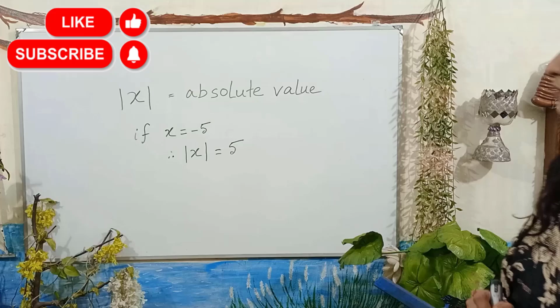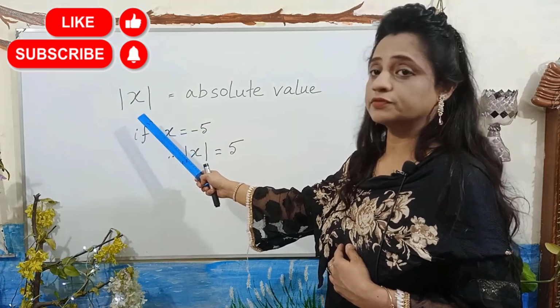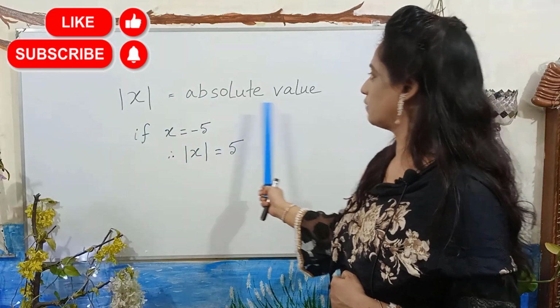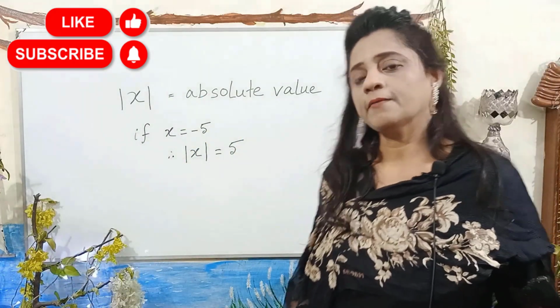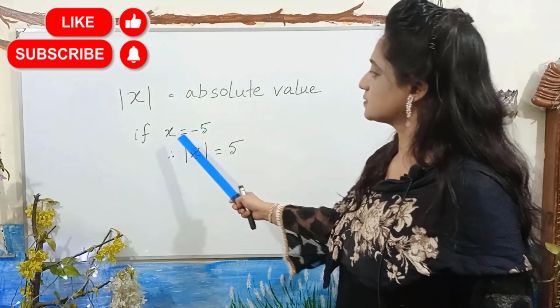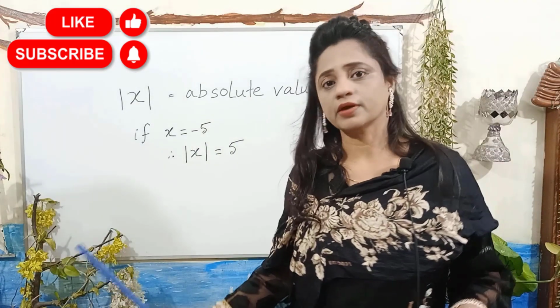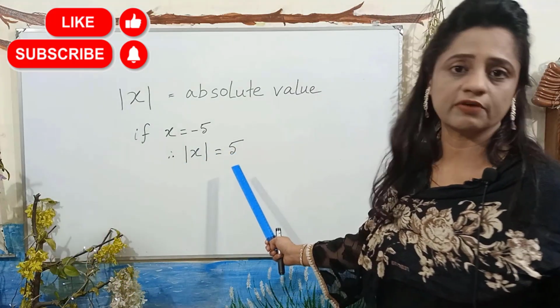So this is the absolute value sign. This symbol, these 2 bars on both sides of x, denote absolute value. What is absolute value? It is the positive value. That is, if x equals minus 5, then the absolute value of x is positive 5, that is plus 5.